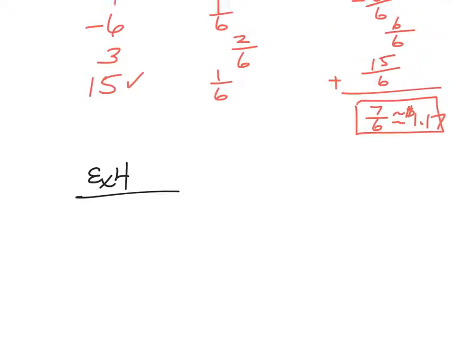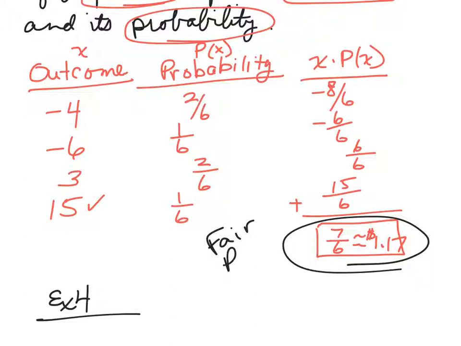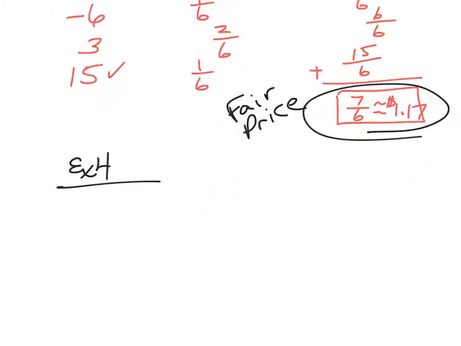Hey, one last thing on that last problem that I should have mentioned. The expected value to play that game was $1.17. That's also known as the fair price to play the game. And here's why. If you had to pay $1.17 to play the game, then both the house and the player would come out even. There would be no winners and no losers over the long term. So if you're asked for the fair price, you're just looking for the expected value, really.